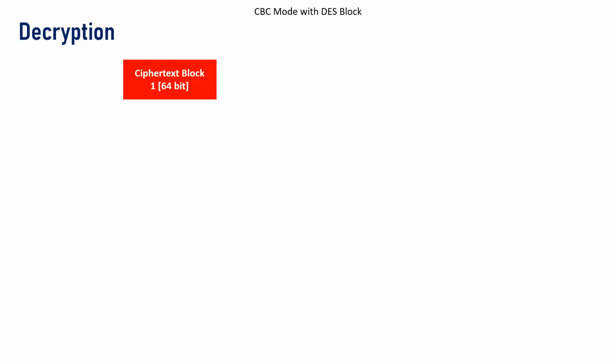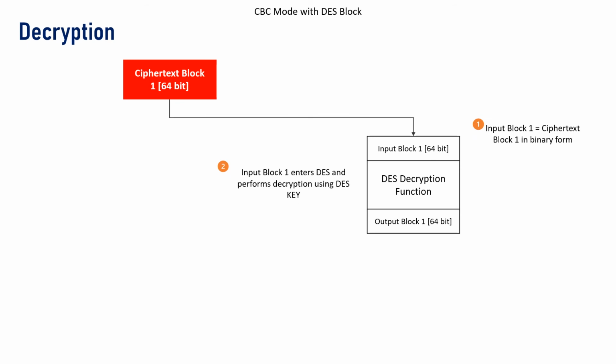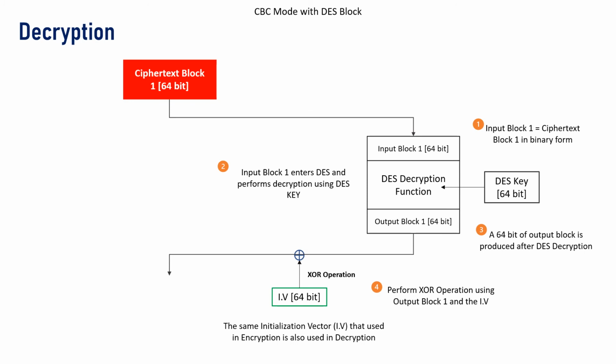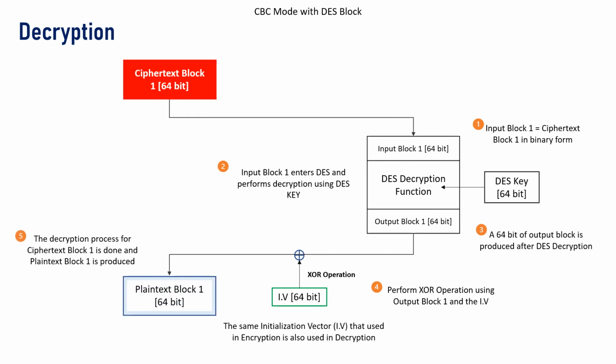Ciphertext block 1 enters the DES decryption function and passes through the DES decryption process using the DES key. An outcome of 64-bit output block is produced. The output block will undergo XOR operation with the IV that was used in the encryption phase. The completion of XOR operation will then produce plaintext block 1. The 64-bit input block 1 will be passed to the next step, to replace the role of IV, used to perform the XOR operation in ciphertext block 2.